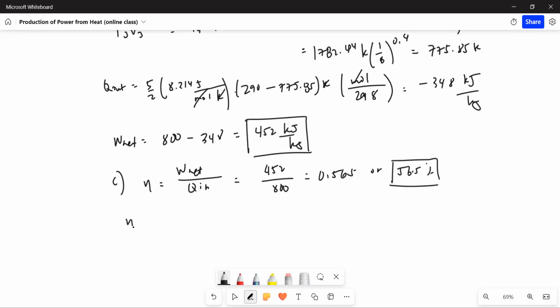We can also make use of the compression ratio equation. So let's try that. So what's our compression ratio equation for ideal Otto cycle? Diba ito yun? Raised to gamma. And then simply substitute everything, you will also get 0.565 or 56.5%. Okay? So now we're able to solve all the required of the problem.